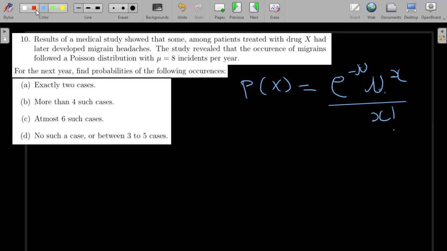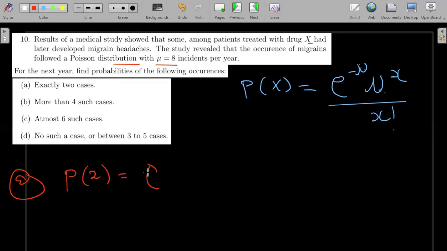So let's read the question now. They're saying the results of a medical study showed that some patients treated with drug X had later developed migraine headaches. The study revealed that the occurrence of the migraines followed a Poisson distribution with the mean 8 incidents per year. So that's why we're going to put the 8 there. So A, find the probability that there are exactly 2 cases. So we're finding the probability of 2.